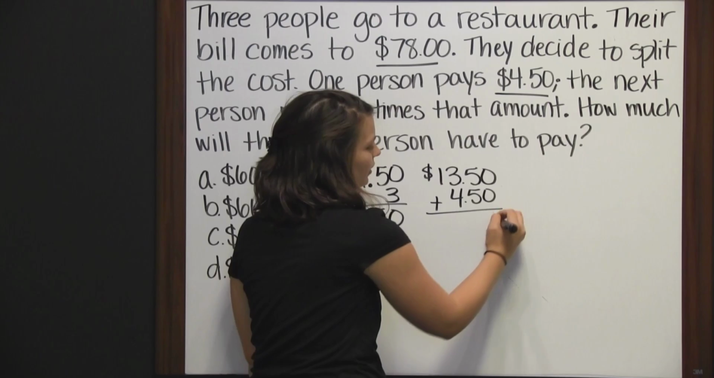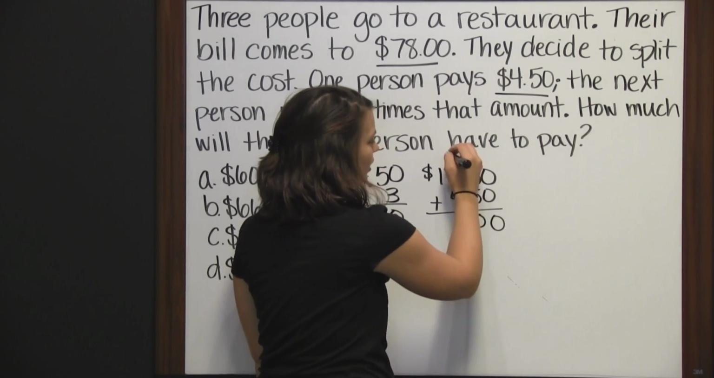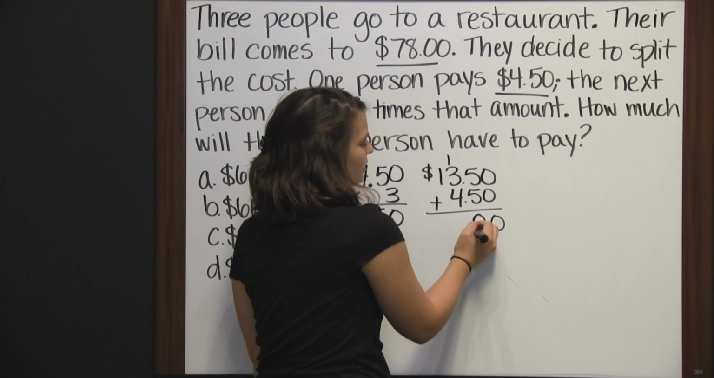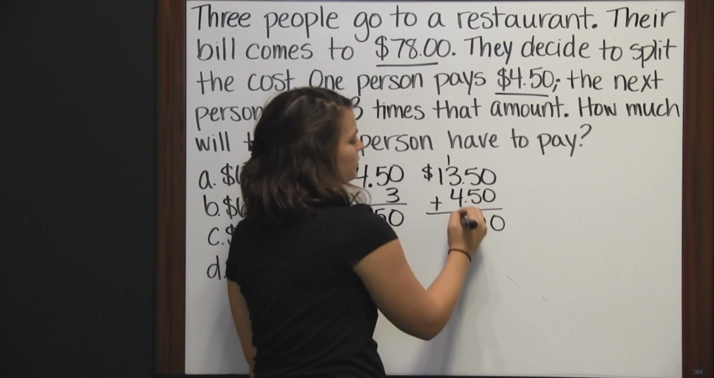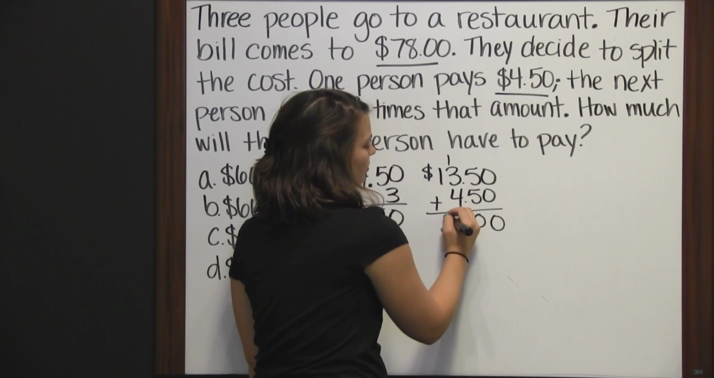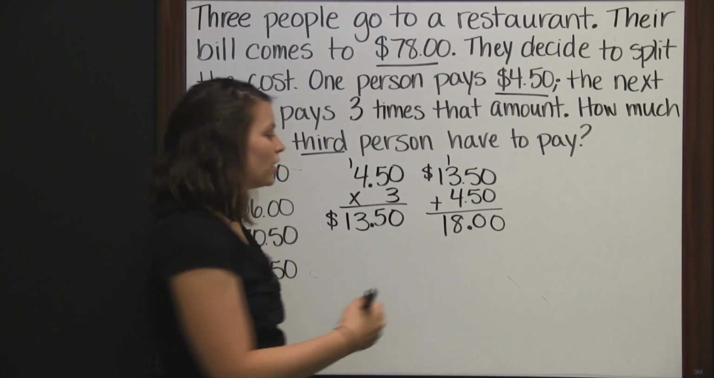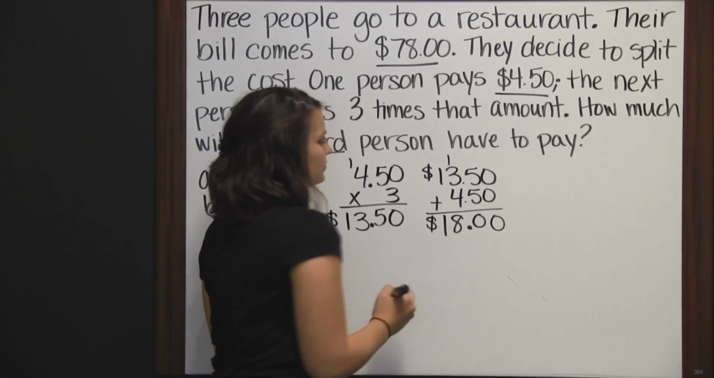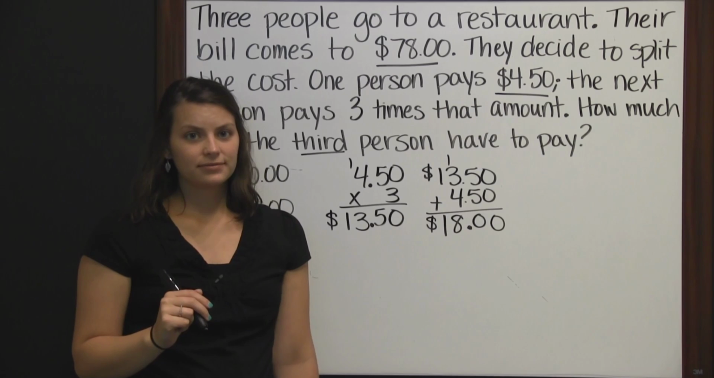0 plus 0 is 0. 5 plus 5 is 10. So write the 0, carry the 1, bring down the decimal to the answer. 4 plus 3 is 7, plus 1 is 8, and then we bring down that 1. So the first 2 people paid a total of $18. And the total bill was $78.